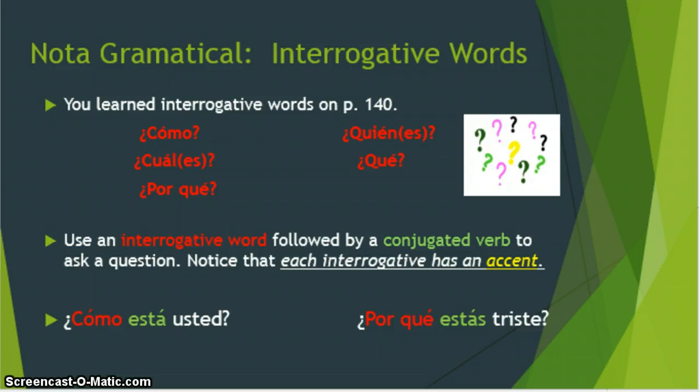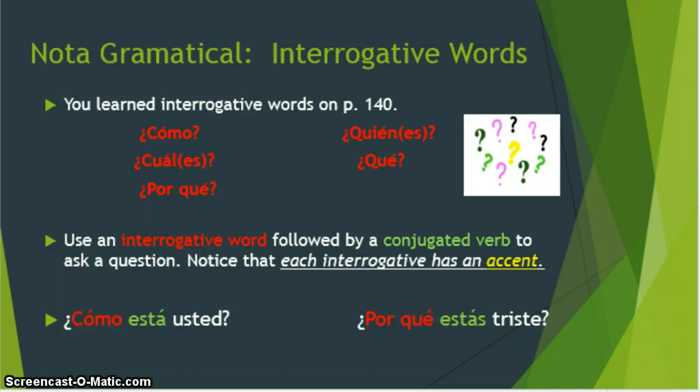Notice that I have accent marks on not just my verb but also my question words. On the word cómo, it's going to be on the first O. On the word cuál, it's on the A. Por qué is on the E, and if you notice on the other ones, it's always on the E for quién and qué. Down below, ¿cómo está usted? Is how are you in the formal. ¿Por qué estás triste? Why are you sad? We will have some of these question words on our quiz and our test, so make sure you know the meaning of those and how I use them in a context, such as the questions below.